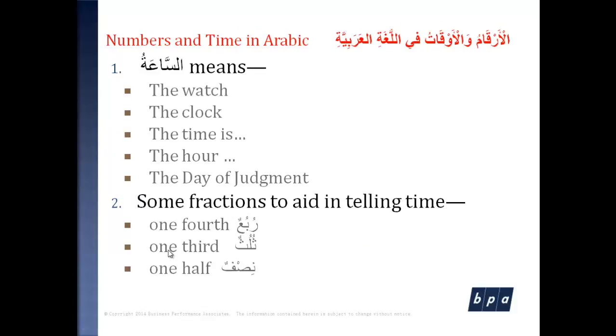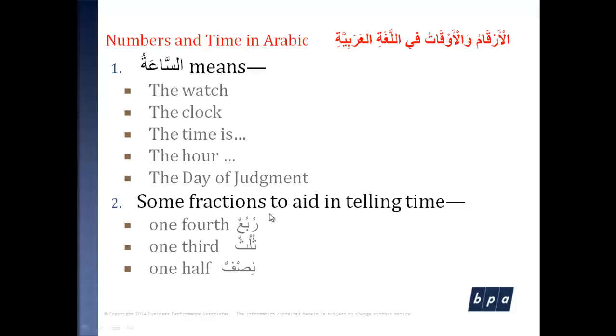الساعة. Here are some fun things in the Arabic language. الساعة means in Arabic the watch, or a watch, the clock, the time, as in الساعة الآن, the time now, the hour, and lastly the Day of Judgment. So it has several meanings in Arabic, and it depends on the context of the sentence. You'd be able to tell what it refers to.